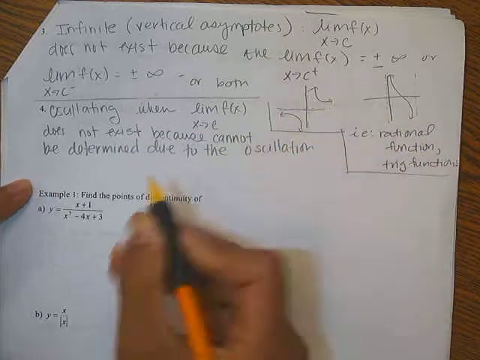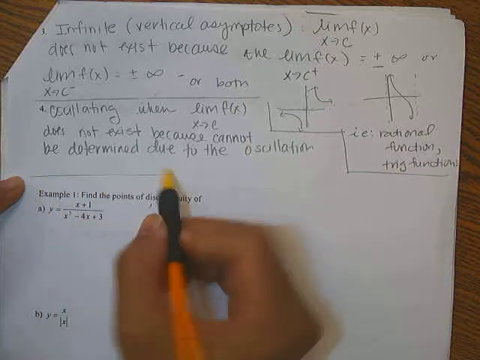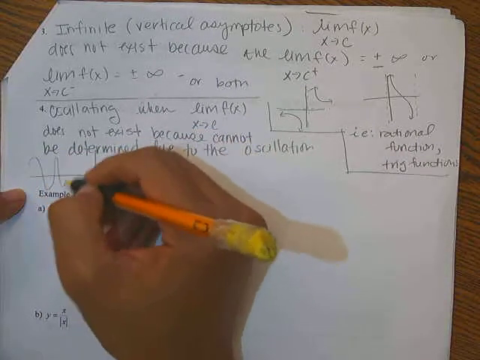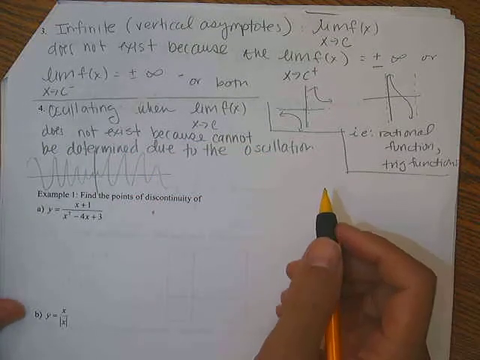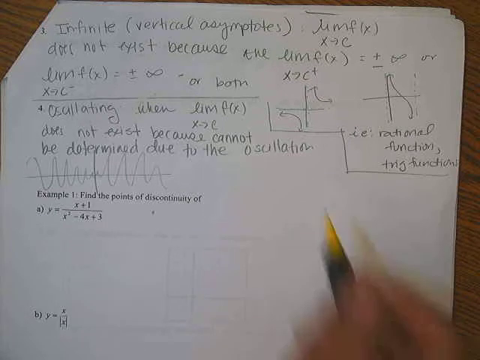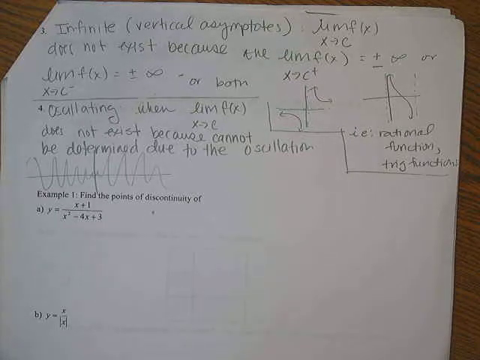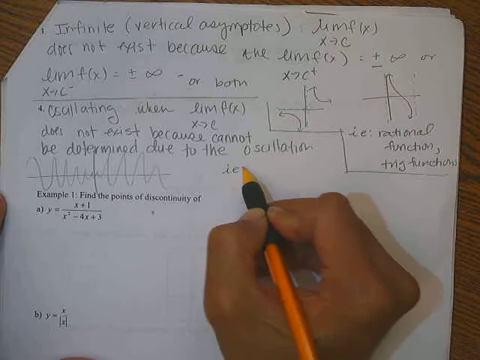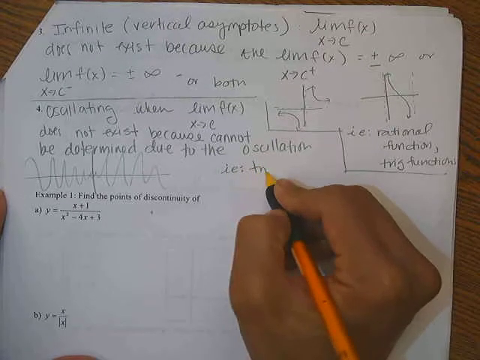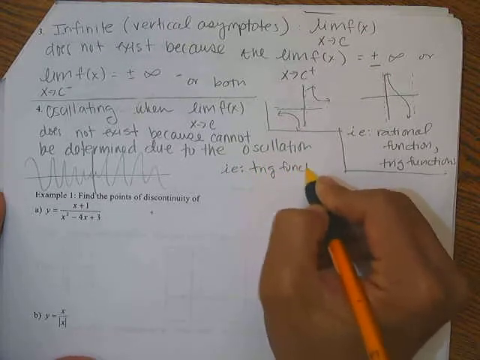Okay, and if you remember, oscillation, it's going to be like, here we go. Sometimes it's so fast that you can't really determine what the limit is, okay? So that's why oscillating is one of the discontinuities that is not removable. The only one that's removable is a hole, okay? And the type of function that's going to be oscillating is normally trig functions, okay?